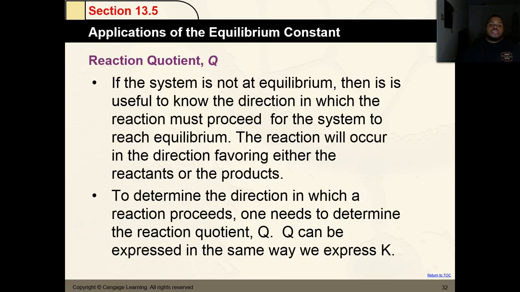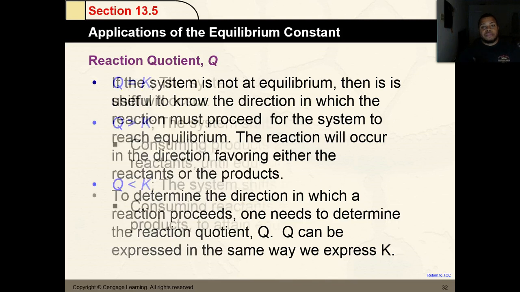Now, reaction quotient. If the system isn't at equilibrium, it's useful to know the direction that the reaction must proceed in order to reach equilibrium. This is going to be found by finding what we call Q. Okay? To determine the direction in which a reaction proceeds, one needs to determine the reaction quotient, or Q. Q can be expressed the same way as we did K. When we're looking at Q, we're going to write it just as we did for K, but we're going to use the concentrations that we have at that time.